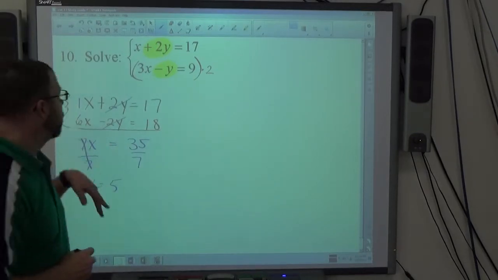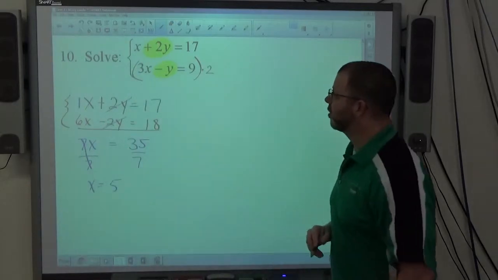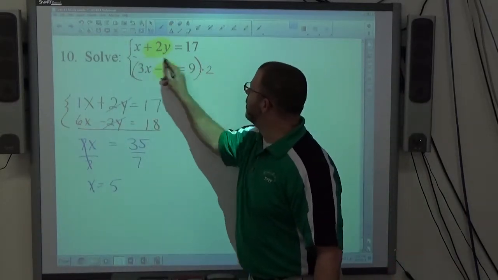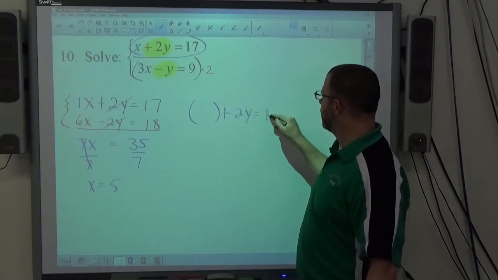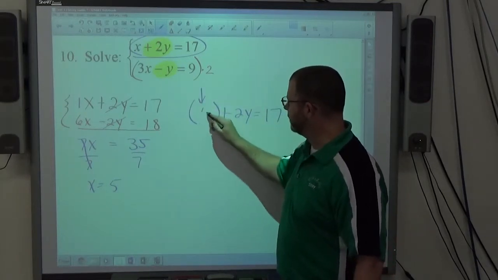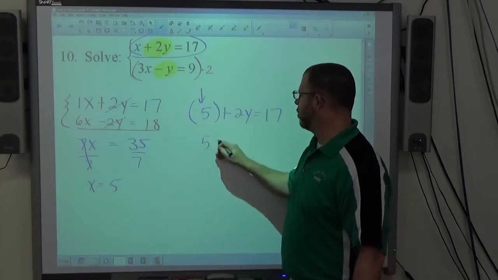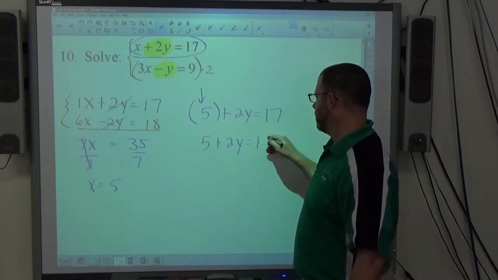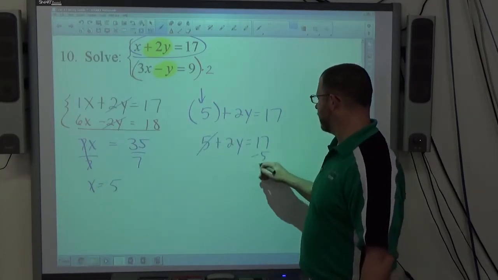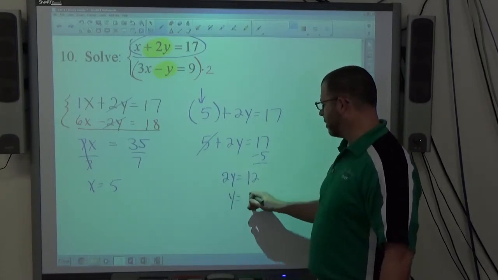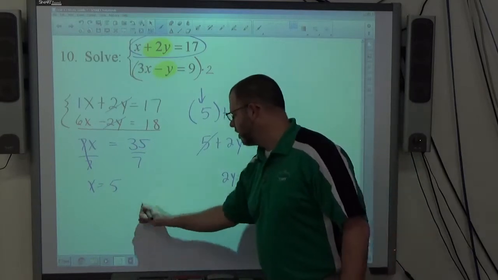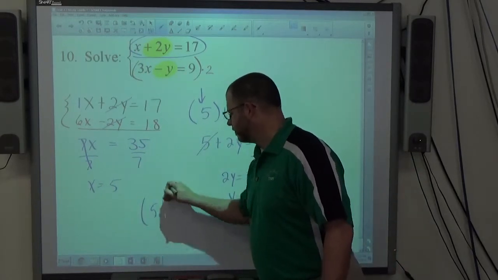It wants to know what y equals. I go back to one of the equations. I think the top equation looks friendlier. So I'm going to take this top equation. x plus 2y is supposed to equal 17. Once again, x is known. So that's just 5 plus 2y equals 17. Move 5 over and change the sign. That's going to equal 2y is equal to 12. Divide both sides by 2, y is equal to 6. x first, y second.